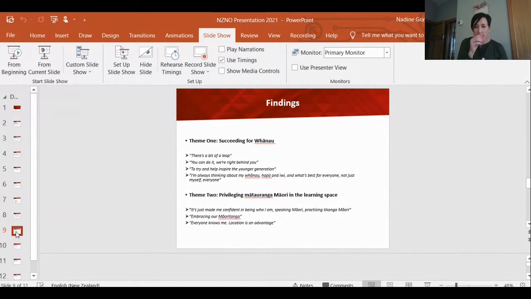Theme 2, privileging mātauranga Māori in the learning space. This theme was just about the strength in being in a space that really values mātauranga Māori as part of the learning. More than the degree itself, it was about the reclaiming of their own cultural identity and a desire, again, to role model that, as well as their learning, doing a degree, to their whānau.